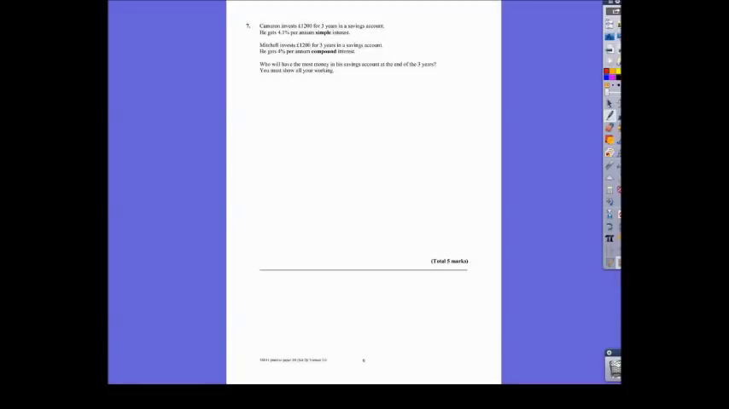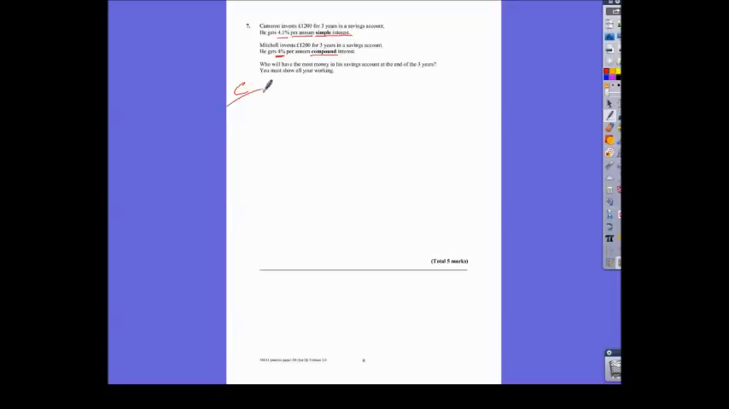Question 7. Cameron invests £1,200 for 3 years in a savings account. He gets 4.1% per annum, that means per year, simple interest. Now simple interest is different to compound interest. Simple interest means you just work out 4.1% and add it on each year. With compound interest, we work out the 4% in this case, and then we work out 4% of the new value for the second year, and 4% of that value for the third year.